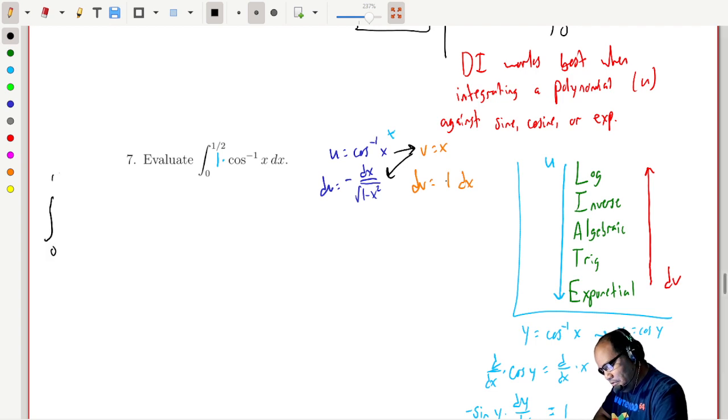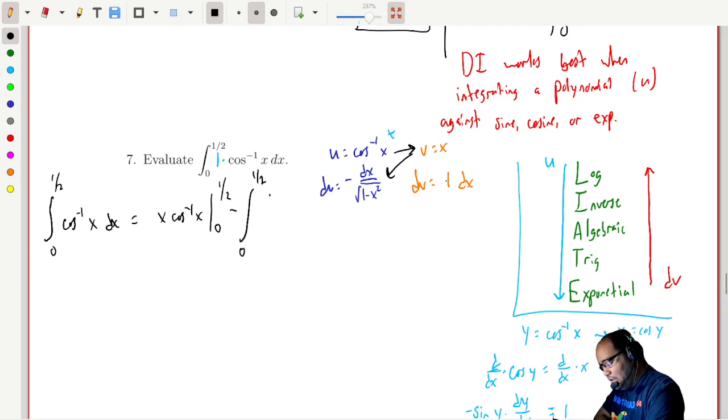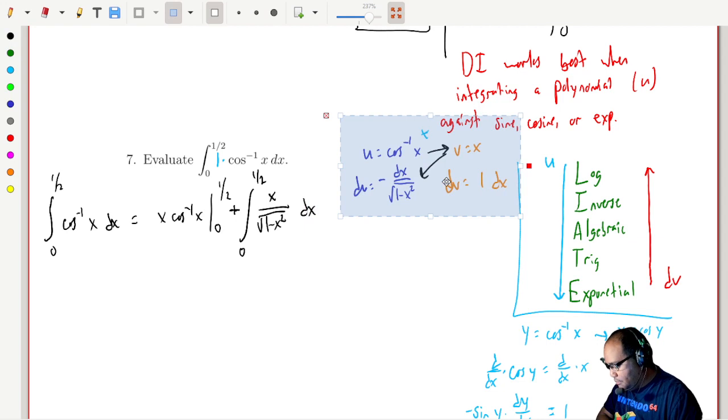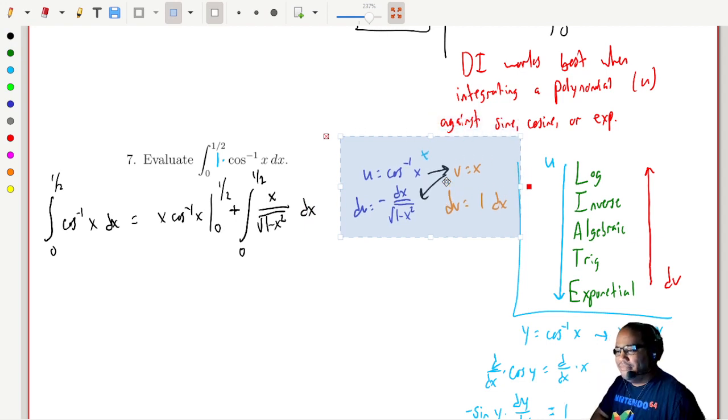Let's write down the original thing here. Integral of arc cosine x dx. So u times v will have an x cosine inverse x, evaluated on the boundary, minus the integral from 0 to 1/2 of, well, remember, minus times minus is plus, that minus sign built in, minus x over square root 1 minus x squared dx. Move this over. There we go.